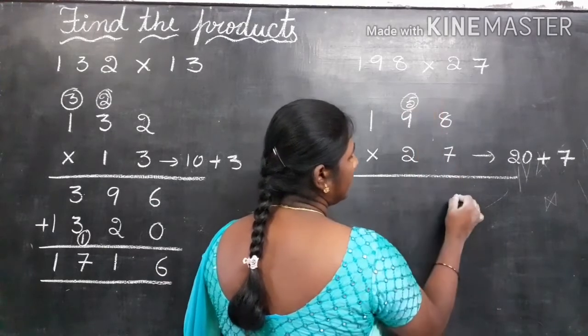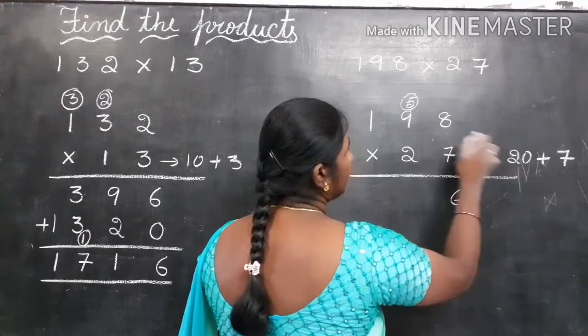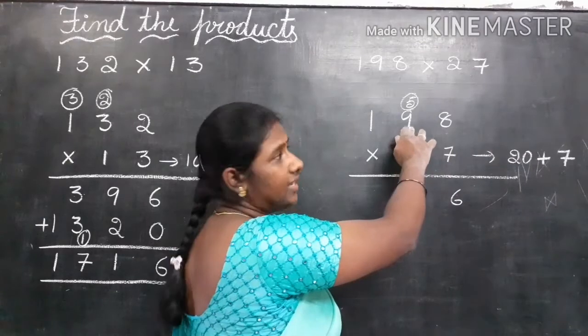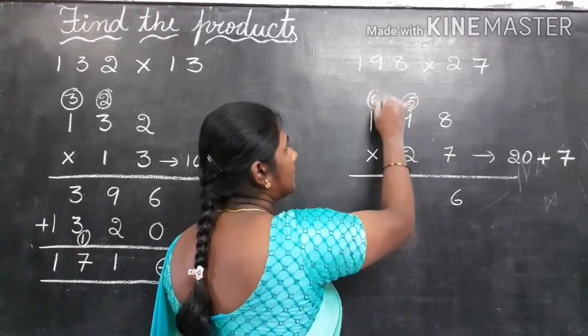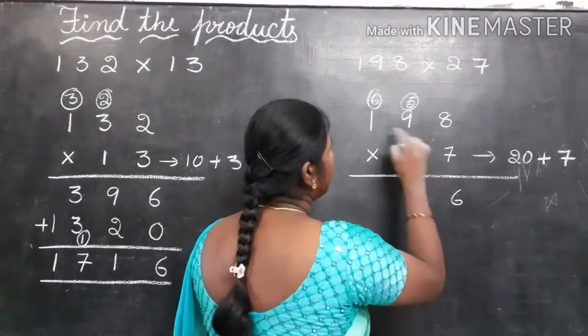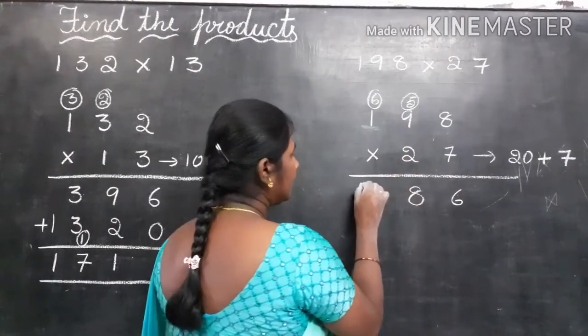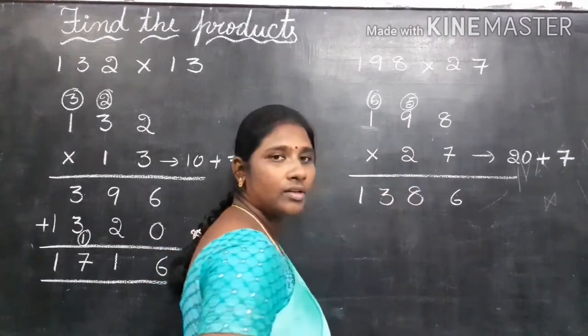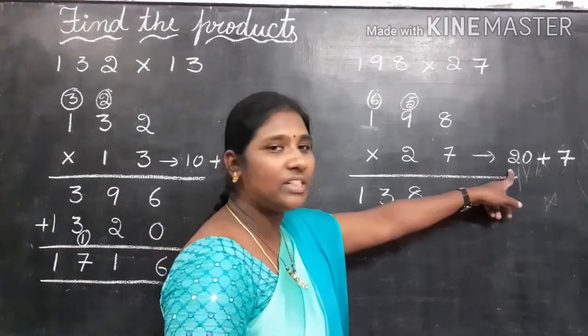7 eights are 56. Here 5, here 6. 7 nines are 63. 63 plus 5, 68. 7 ones are 7 plus 6, 13. Okay, next we have to multiply with 20.